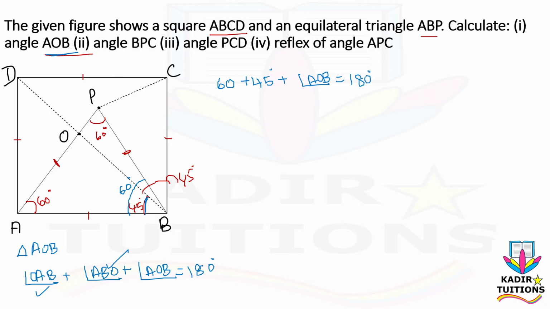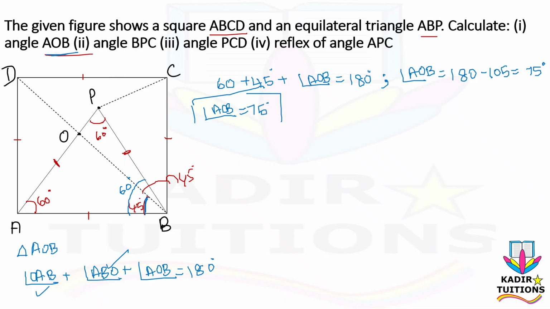So if we solve this, what we will get? Angle AOB equal to 180 minus, so 60 plus 45 is going to be 105. So what we will get as an answer? 75 degrees is the answer for our first question, which is angle AOB. So angle AOB equal to 75 degrees. So this one we have found. Now we'll move to the second question.